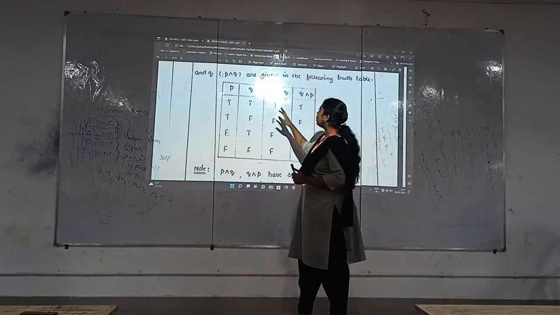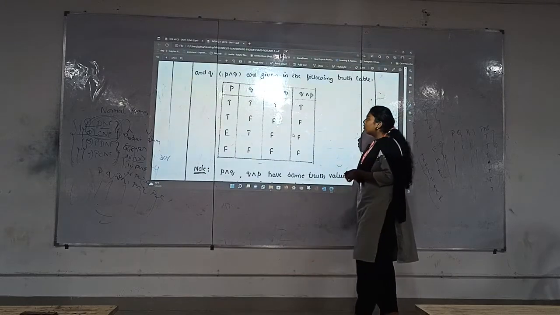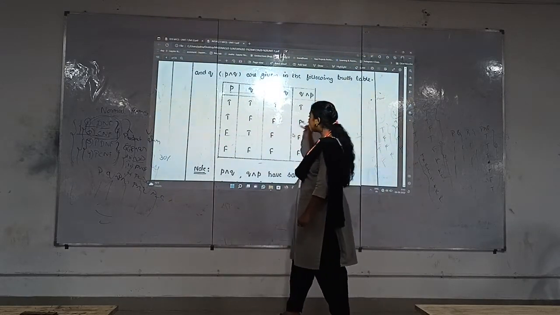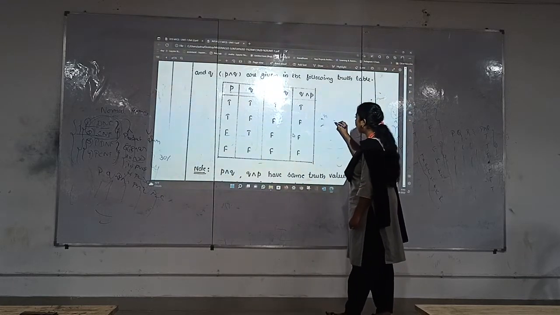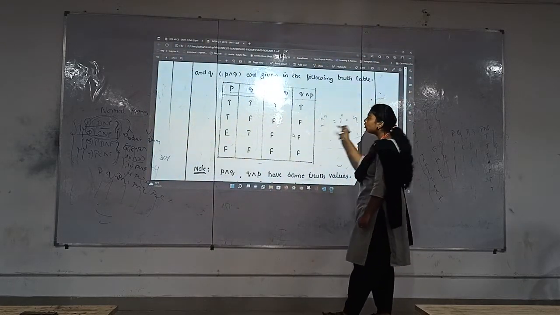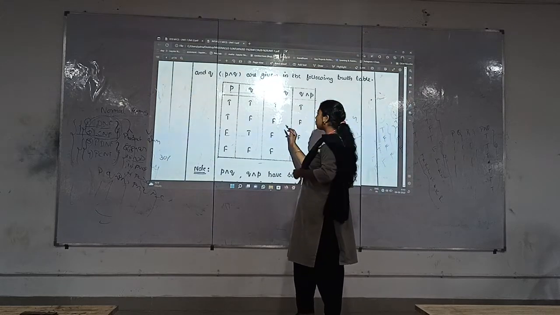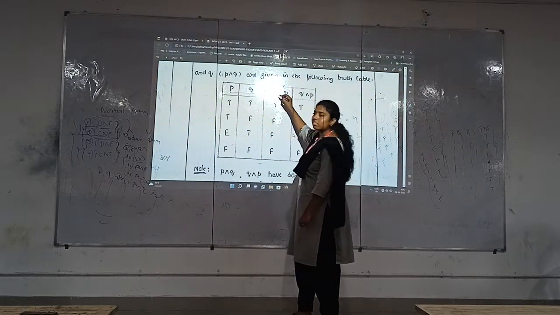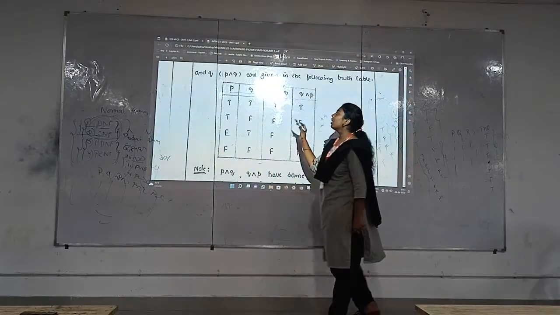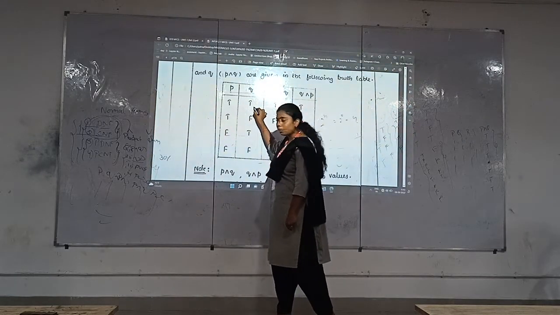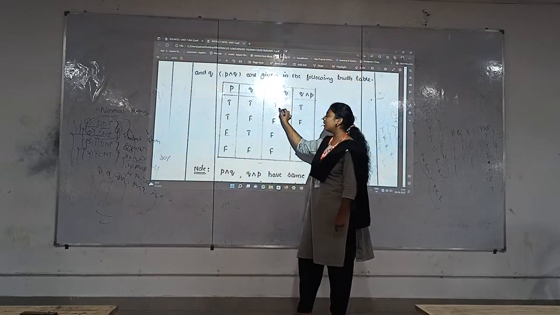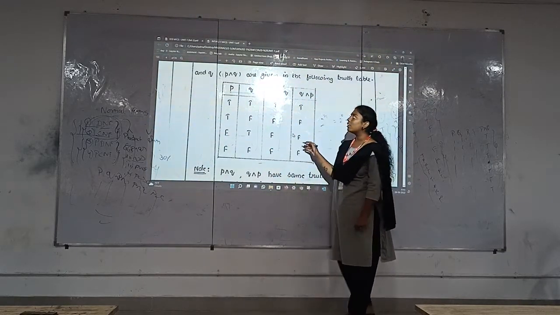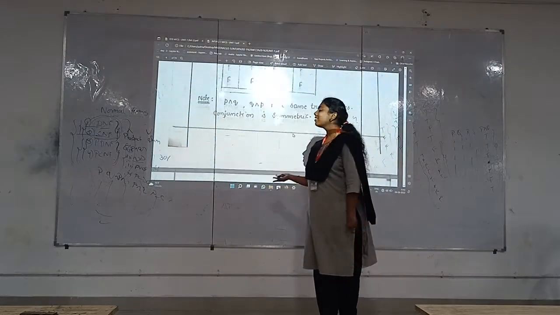For conjunction, we know that if we have two statements, then we have four forms, that is two power n. We have two statements, so we get four forms, right? This symbol represents and. That means if both the statements are true, then we get a true statement. In any other condition, we get false. That is the form for conjunction.